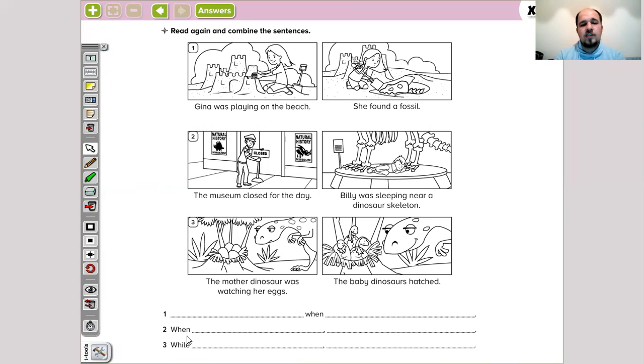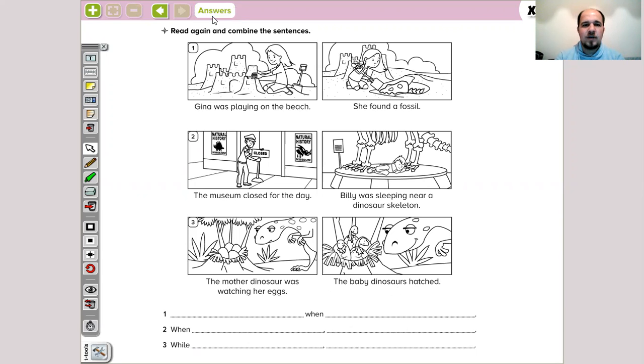Again, there is a chosen conjunction which is when. After when we have to use past simple. Which one is past simple? This sentence is past simple in exercise 2. When the museum closed for today, Billy was sleeping near a dinosaur skeleton. And the last exercise, this is again past continuous. Remember, we use while before past continuous. So if we can see a while here, we have to make a past continuous sentence after the while. While the mother dinosaur was watching her eggs, the baby dinosaurs hatched.